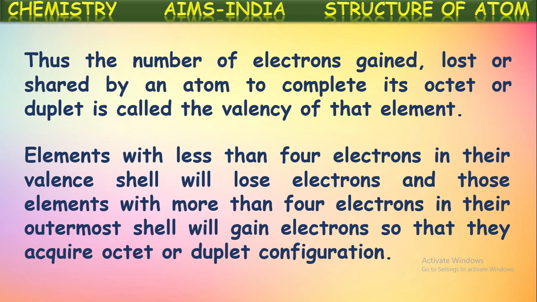Elements with less than 4 electrons in their outermost shell or valence shell will generally lose electrons. So if the elements have 1 or 2 or 3 valence electrons, generally those elements will lose those electrons and hence they get octet configuration. And those elements with more than 4 electrons, if they have 5 or 6 or 7 electrons in their outermost shell, those elements will gain electrons so that they acquire octet or duplet configuration.